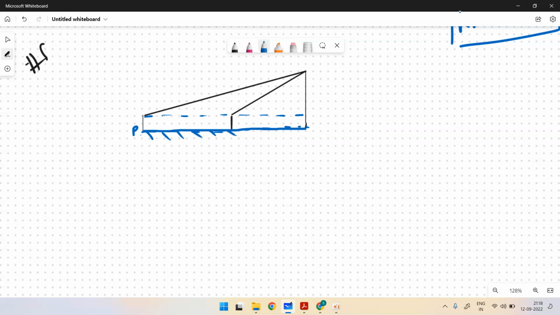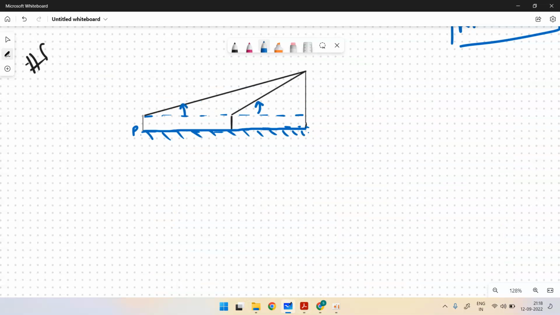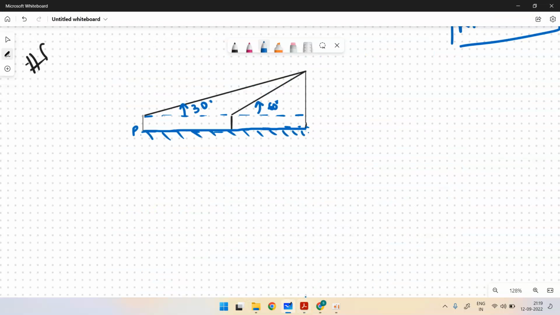It is given that this angle is increased from 30 to 60 degrees. Initially it was 30 degrees and later increased to 60 degrees. The height of the building is 30 meters, and the boy is 1.5 meters. So this was 1.5 meters. This is the height of the building, which is given to be 30 meters, a 30 meter tall building.